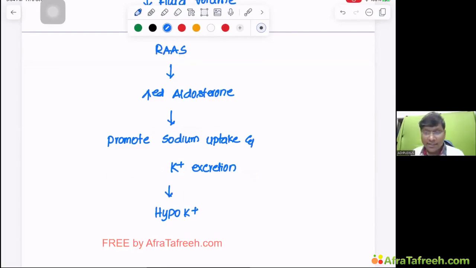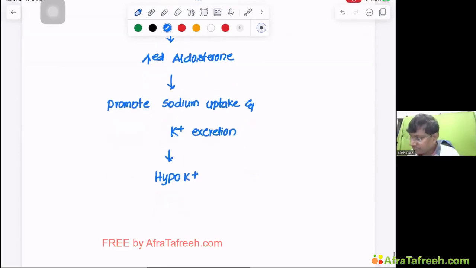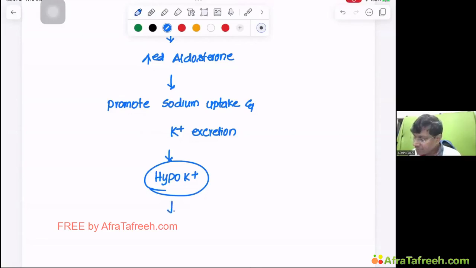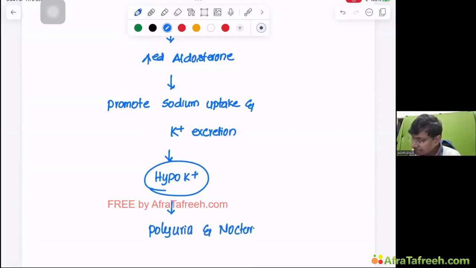Okay. And because of this hypokalemia, what is the effect of hypokalemia on the tubules? Please remember, whenever there is hypokalemia, the renal tubular capacity to reabsorb the water is lost. I'll repeat the point again. Whenever there is hypokalemia, the renal tubular capacity to reabsorb the water is lost. And because of this hypokalemia, these patients will have polyuria and even nocturia, right? Even nocturia.